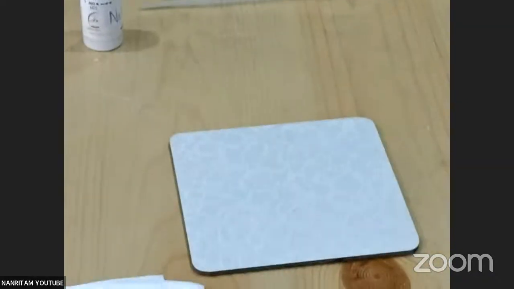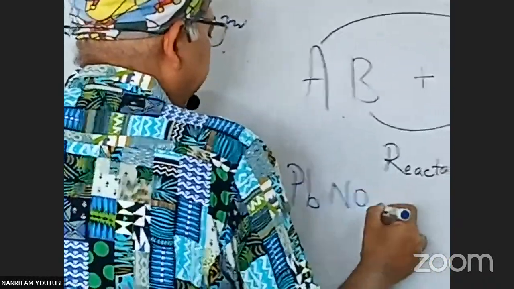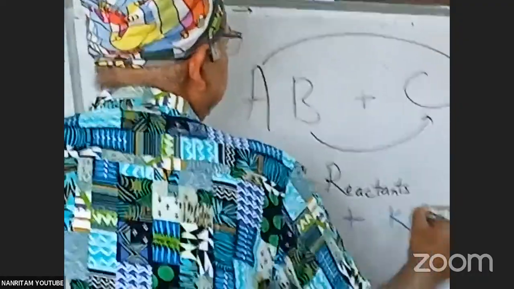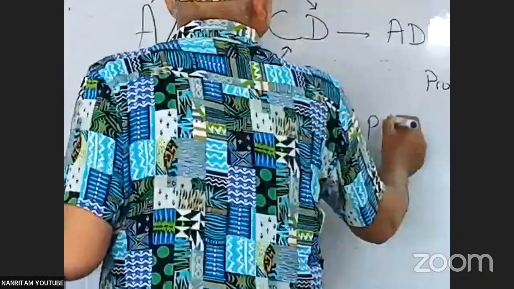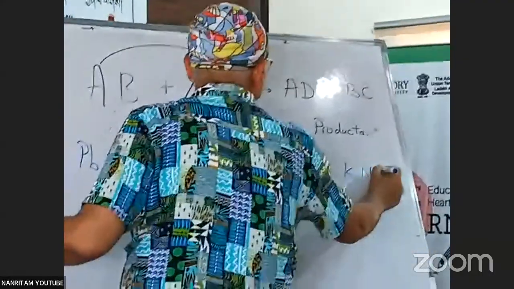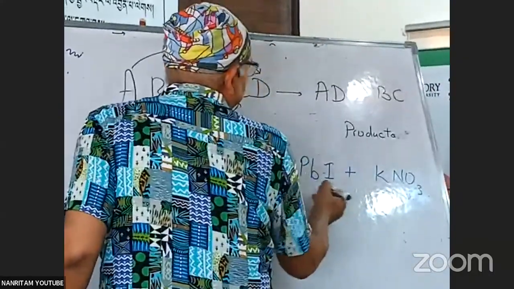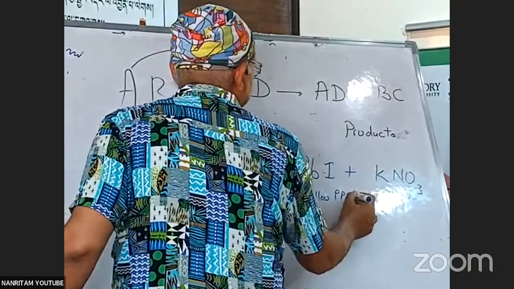So what happened is, मैं एक reaction करके दिखाता हूँ, and the reaction is, मैं reaction लिख देता हूँ. I have lead nitrate, Pb(NO3)2, lead nitrate plus potassium iodide. It is going to react to form lead iodide plus potassium nitrate. Lead iodide gives us yellow precipitates.